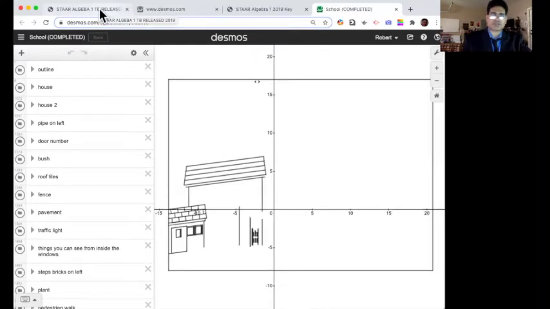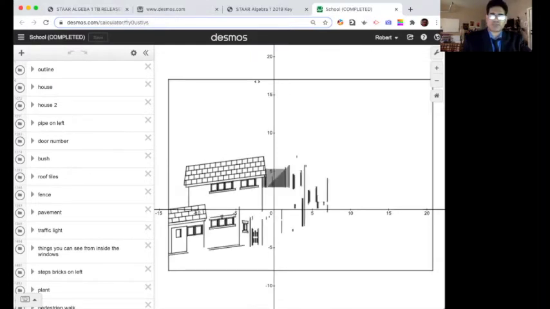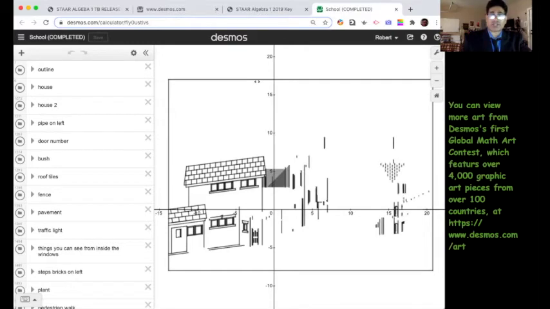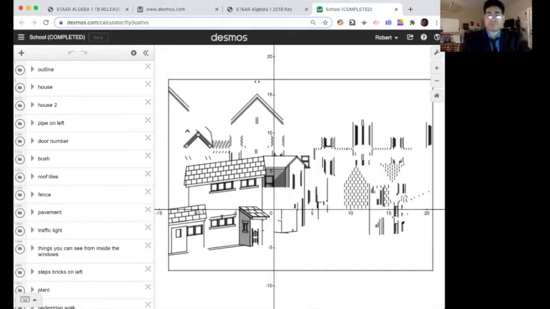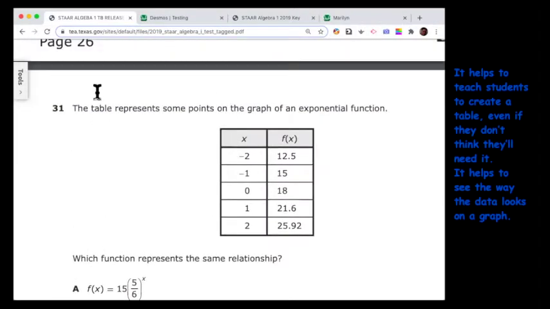Texas Algebra 1 test. And we begin by showing some artwork created in the Desmos graphing calculator. This one by Samuel Obigbasan of the United Kingdom. Let's go to the first question in this series.